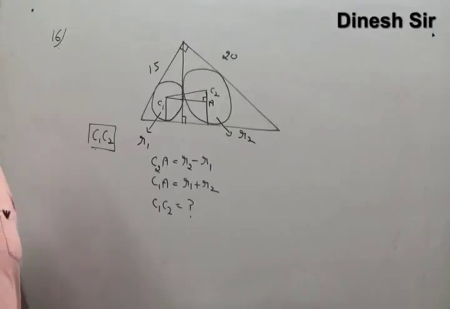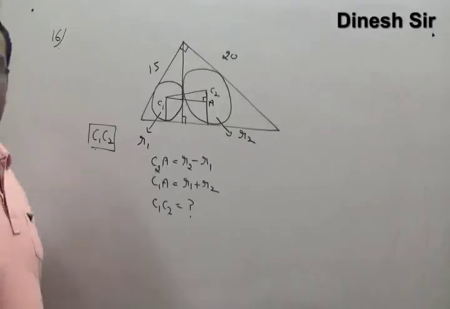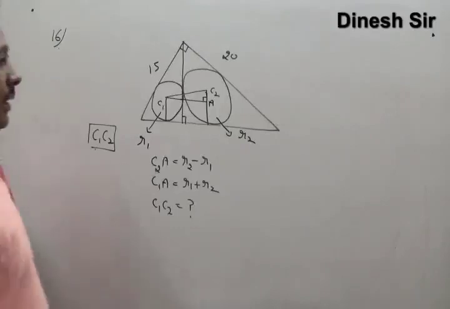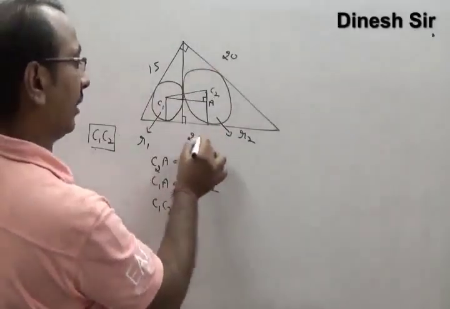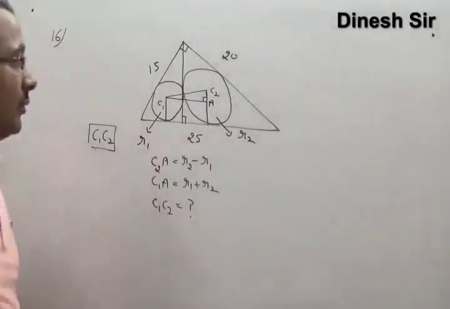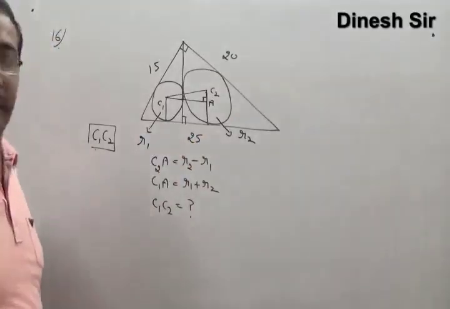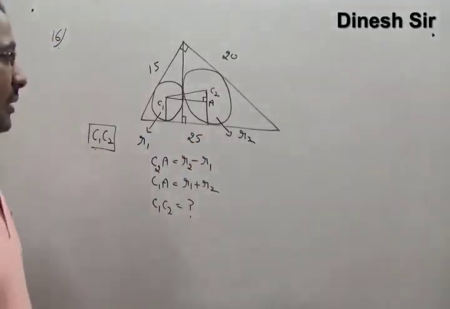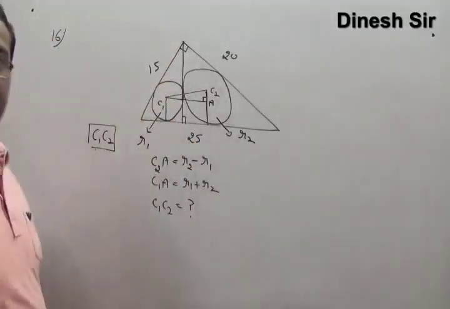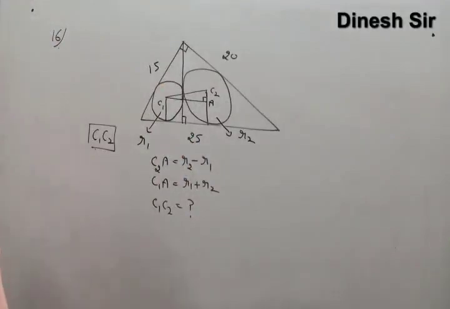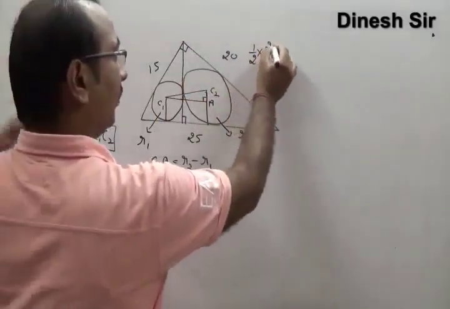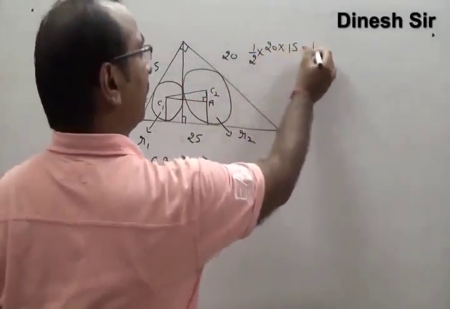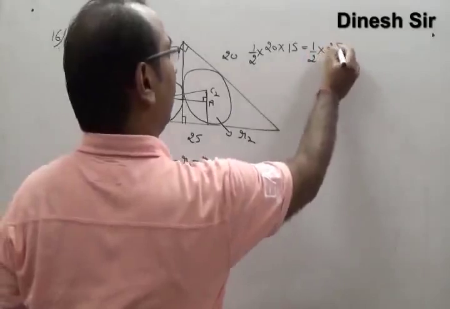Now the first point is, for finding the answer, I need R1 and R2. How to find it? Here I can say this is 15, this is 20. By Pythagoras, this would be 25. That is 400 plus 225, 625, that is 25. Okay. Now first I need this height. Right? So I can just compare that structure. The area of this triangle is half into base into height, 20 into 15. This is the same as half into 25 into height.